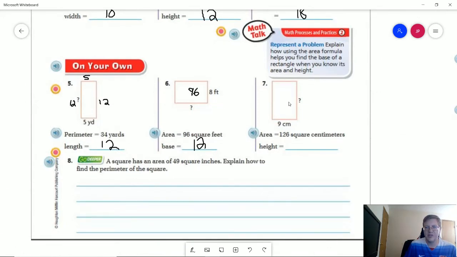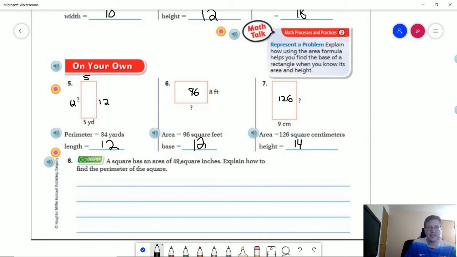Let's see. So number 7, we are going to be having an area of 126. So again, we can divide by 9. One of the things that we can do to kind of help us is understand that we can do 10 times 9 to get 90, and then we can keep counting up by 9s to get the rest of the way there. I would need to go up 36 more from 90 to get to 126. Which would give us a total of 14 for the height.